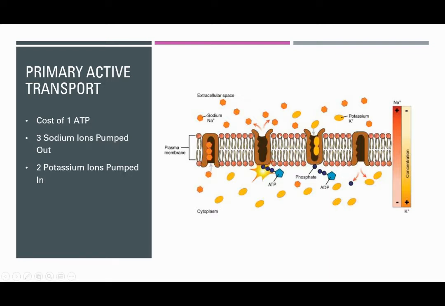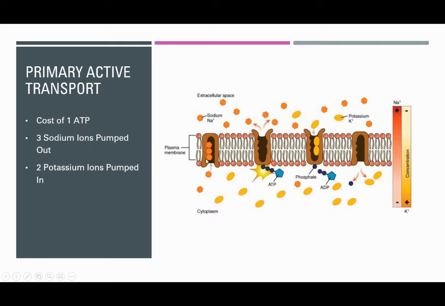So today we're going to be talking about primary active transport in the sodium-potassium exchange pump. So what does that mean, primary active transport? It means that in order to facilitate this exchange, our protein needs energy, and that comes in the form of ATP. So what happens is our sodium-potassium exchange pump draws to it 3 sodium ions.